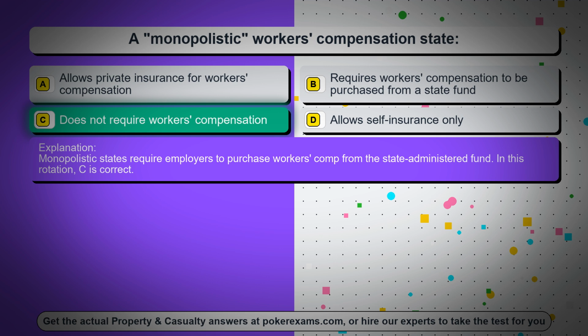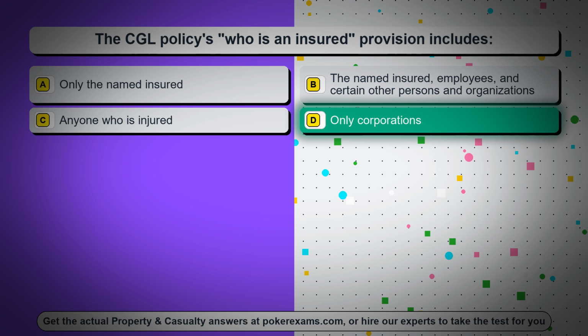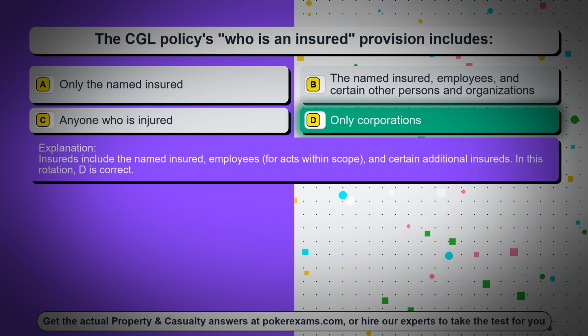In this rotation, C is correct. Question 37. The CGL policy's who is an insured provision includes option A, only the named insured. Option B, the named insured, employees, and certain other persons and organizations. Option C, anyone who is injured. Option D, only corporations. The correct answer is option D, only corporations. Insureds include the named insured, employees for acts within scope, and certain additional insureds.